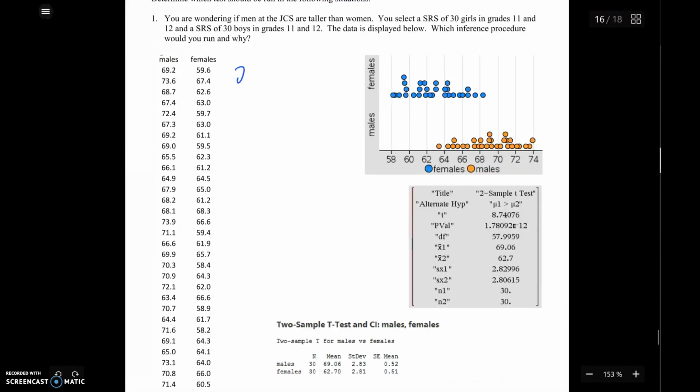So I need to run a two-sample t-test for the difference in means. Okay? So here's the data set. Looks like there's going to be a difference here. This mean is like here, this mean is here. There's a pretty good separation. Looks like this is going to be a significant difference.